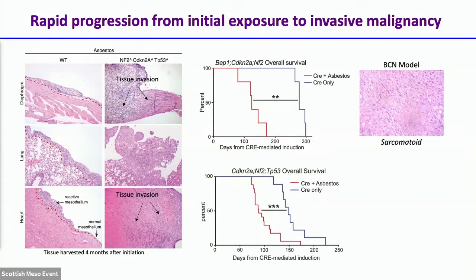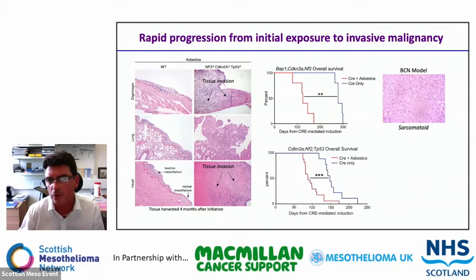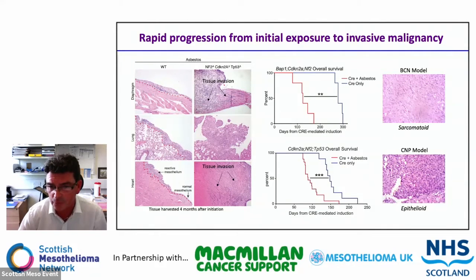I think it's an important point that our model systems show the same characteristics and the same spectrum of disease that is seen in human patients. So depending on which combination of genes we mutate, we either get mesothelioma in the mice that is predominantly sarcomatoid, which is the most aggressive subtype of mesothelioma, or indeed using a different genetic combination, we get predominantly epithelioid disease, and patients with epithelioid disease do survive much better than patients with sarcomatoid disease for reasons that we still don't fully understand.